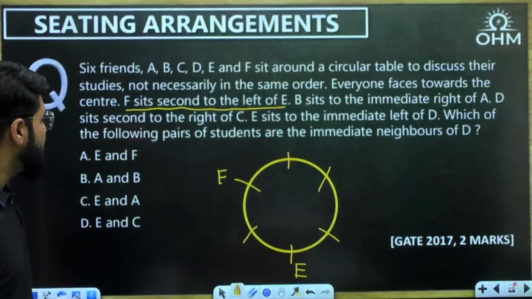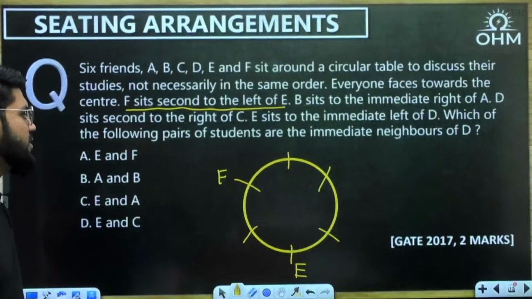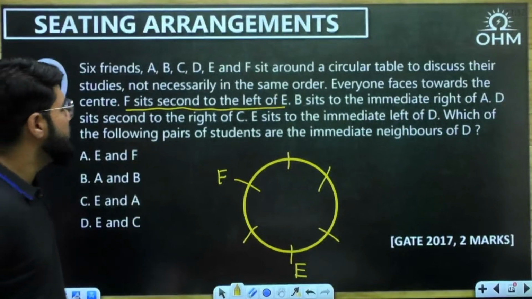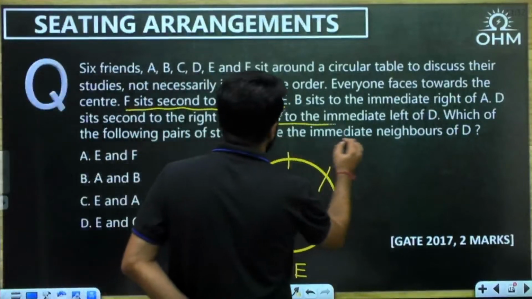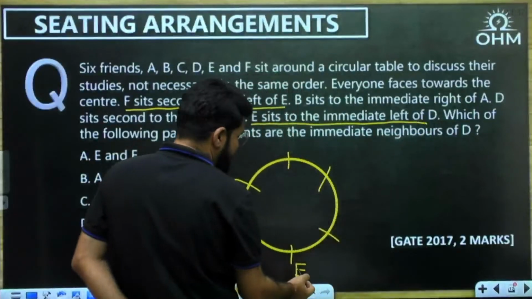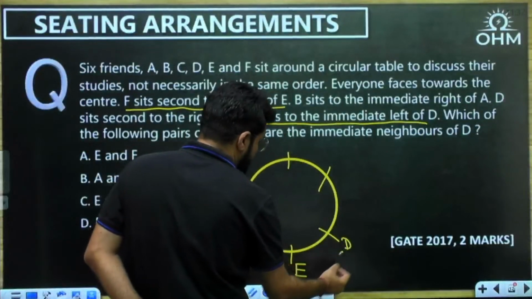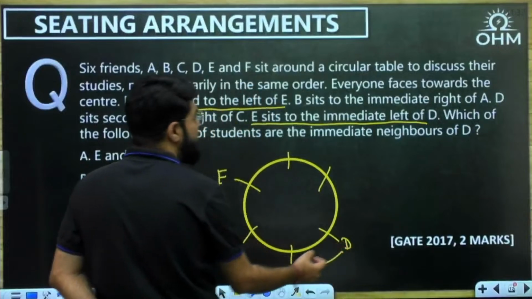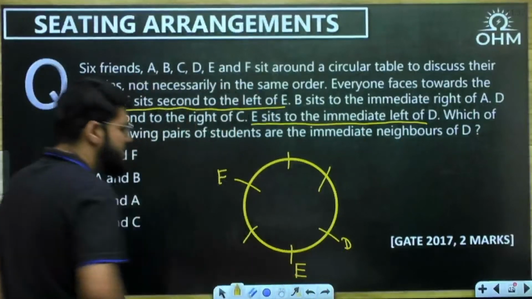B is to the immediate right of A. Okay, where is A? I don't know. Fine. D sits second to the right of C. That is also not known. E sits immediate left of D. Okay, E is already fixed. This must be D. E is immediate left of D.